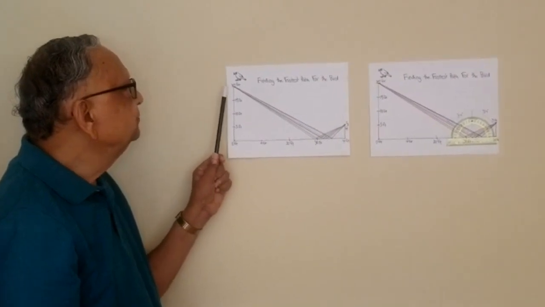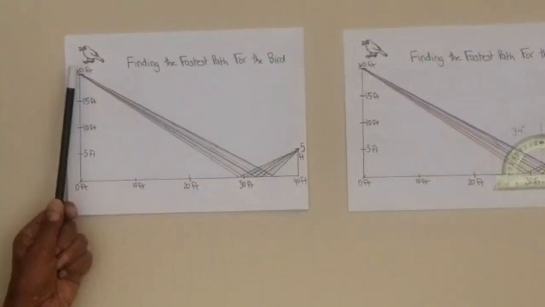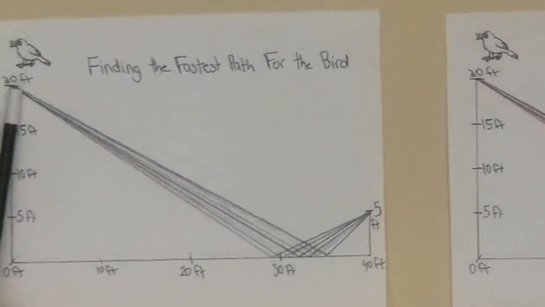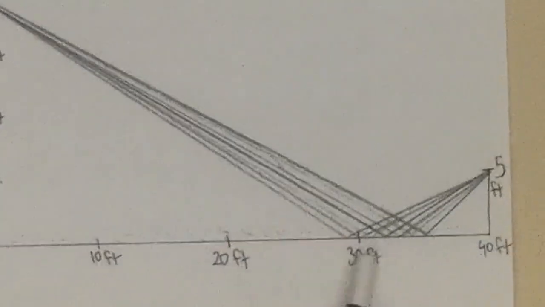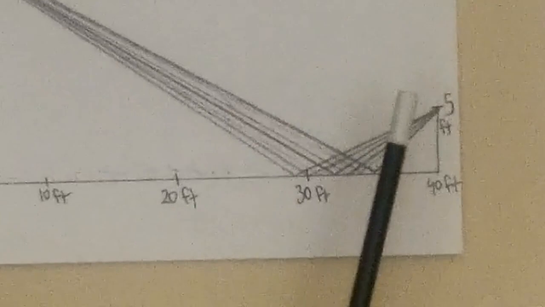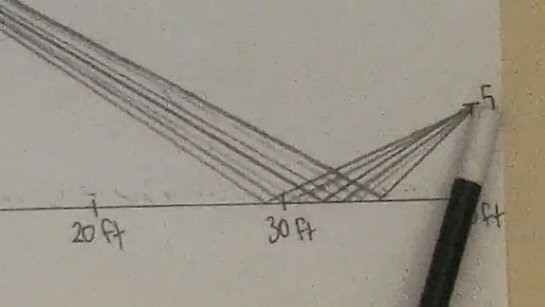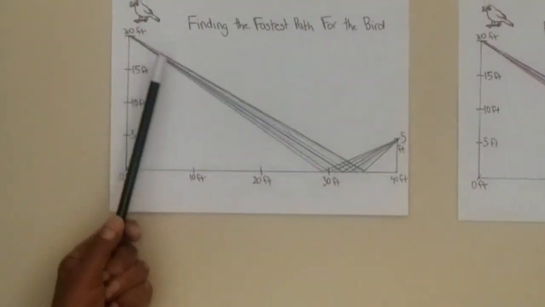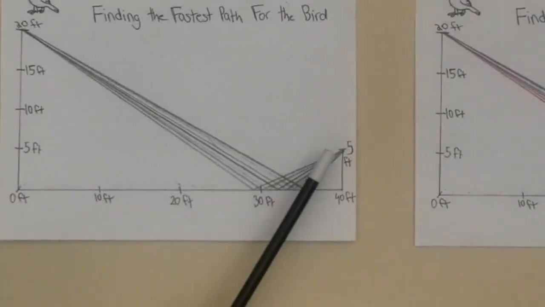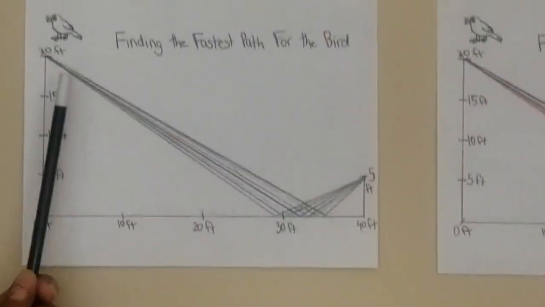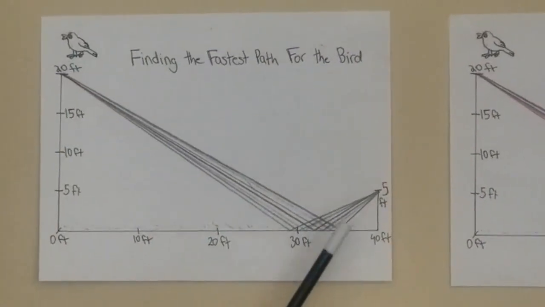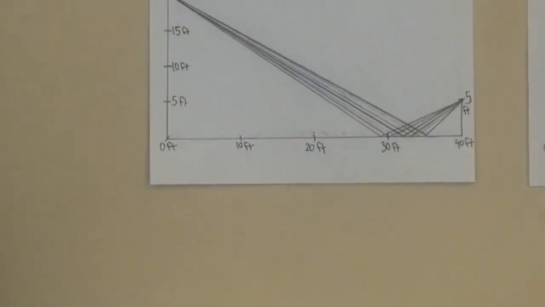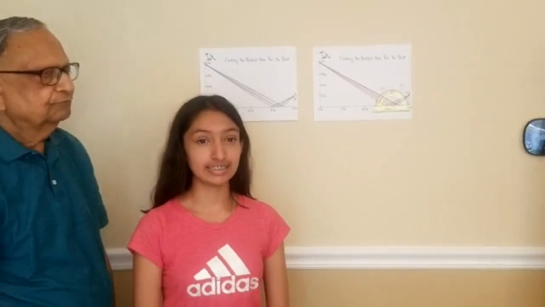Let us now assume that instead of the bird, we have a source of light here. The ground is reflecting like a plane mirror, and we put a detector of light here. So the light comes from here, this point, gets reflected and arrives at this point. Which of these paths will the light choose? The light will choose the path for which the angle of incidence is equal to the angle of reflection.